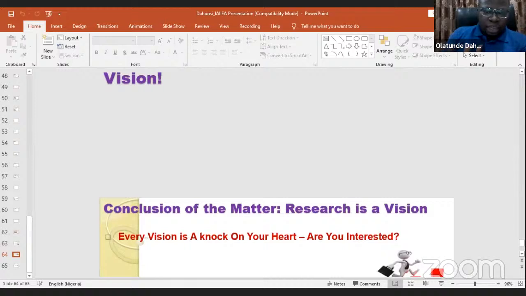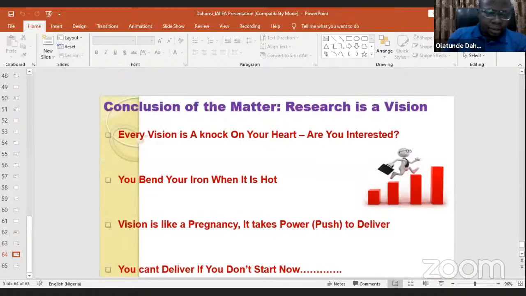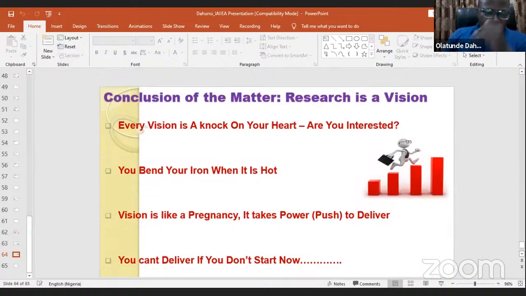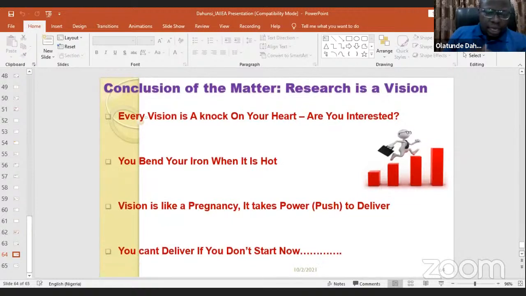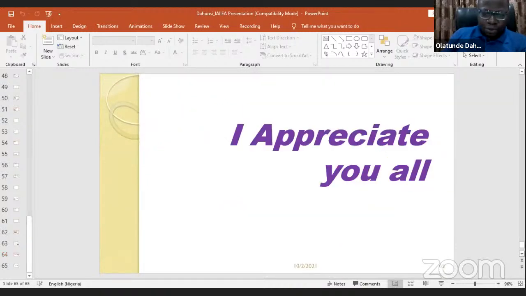Now, every vision is a knock on your heart. Are you interested? You bend your iron when it is hot. You know, vision is like a pregnancy. It takes power to push to deliver. And of course, you must understand that you can't deliver if you don't start now.